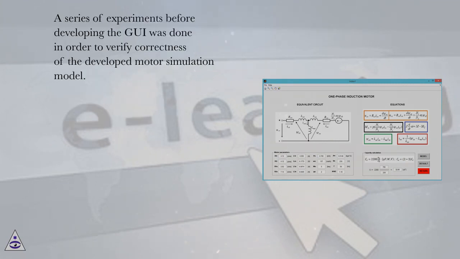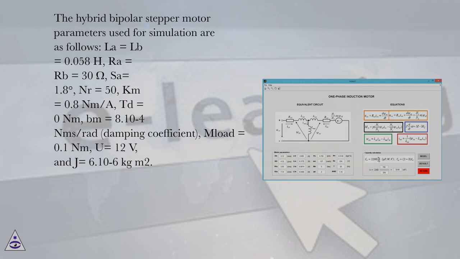A series of experiments before developing the GUI was done in order to verify correctness of the developed motor simulation model. The hybrid bipolar stepper motor parameters used for simulation are as follows: LA equals 0.058 H, Ra equals 30 ohms, SA equals 1.8 degrees, nr equals 50, km equals 0.8 Nm/A, TD equals 0 Nm, BM equals 8.10^-4 Nms/rad, damping coefficient, load equals 0.1 Nm, U equals 12 V, and J equals 6.10^-6 kg m2.